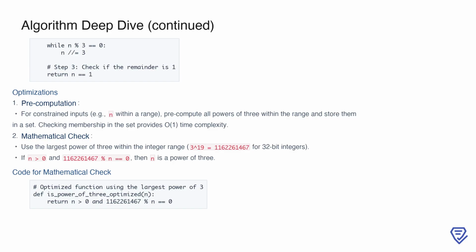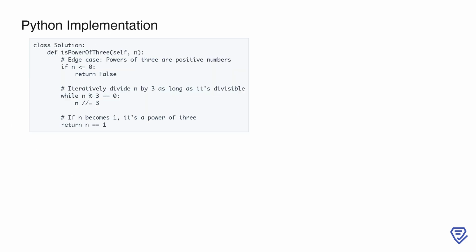Here's the code for this mathematical check. It simply verifies that n is greater than 0 and 1162261467 % n equals 0. By leveraging this property, we achieve a highly efficient solution that works in constant time for valid inputs. This solution determines if a given integer n is a power of 3 by using an iterative division approach. Here's a step-by-step breakdown.